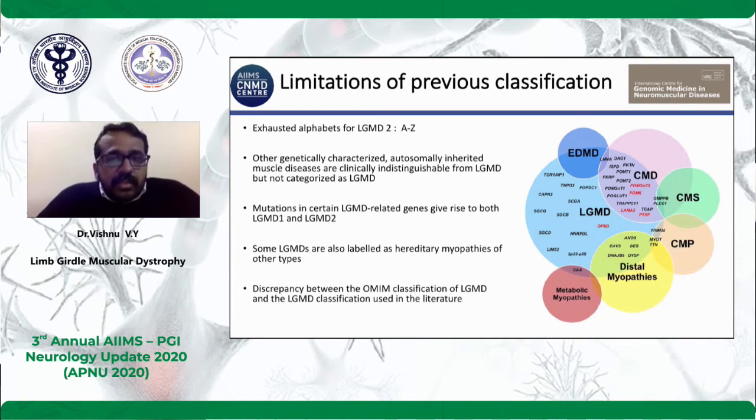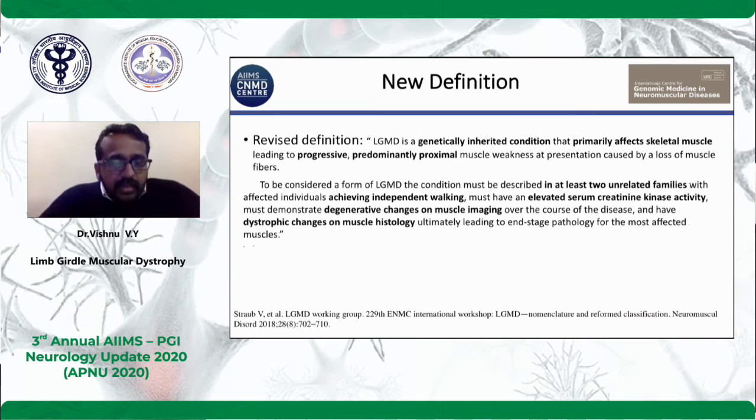So from that, they wanted a new classification. Now this looks like a definition, and usually a definition should be a complicated thing, right? It's not very complicated, but let's run through it. LGMD is a genetically inherited condition that primarily affects skeletal muscle, leading to progressive, predominantly proximal muscle weakness at presentation, caused by a loss of muscle fibers.